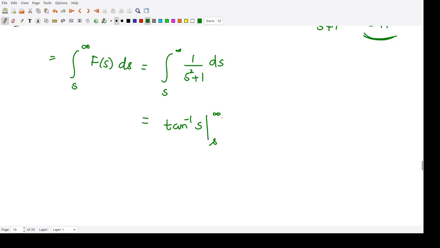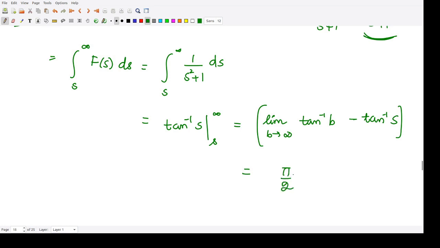Now whenever you have the limit as infinity, you would not directly substitute it. You will write limit b going to infinity tan inverse b, and then minus tan inverse s, the lower limit. Now what is the first term, tan inverse of infinity? At what angle is tan infinity? At the angle pi by 2. Yes, at the angle pi by 2 it is infinity. So we have pi by 2 minus tan inverse of s. So this is the answer.